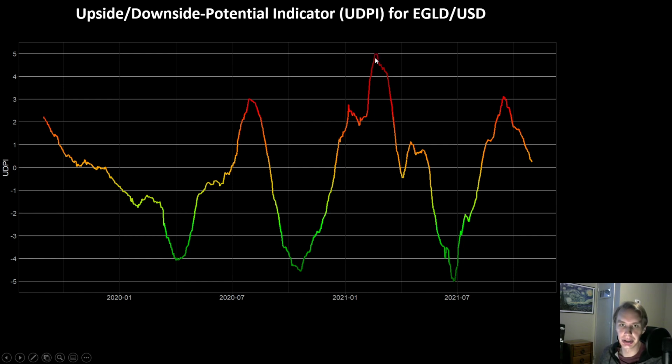And then, of course, in the spring, we went up all the way here to 5, and that was when we were really tapping out, and we ended up going to that big correction into the summer. So one of the things that's useful about this graph, or just thinking about the raw output of the UDPI, is that it can be really informative in terms of how you might want to consider entering versus exiting a market. So in this case, the market for EGLD.